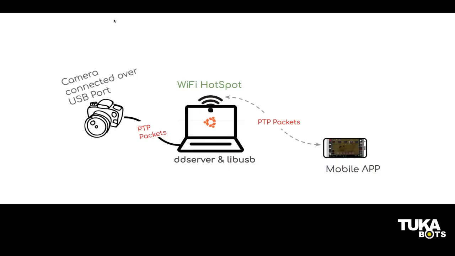Everyone. So what we are going to see here is how to connect the camera to your laptop or any computer and then ultimately controlling it over the mobile app. So here I have a Ubuntu laptop and a camera is connected to it via USB cable, and ultimately my laptop is going to provide the Wi-Fi hotspot to which my mobile app will be connected.